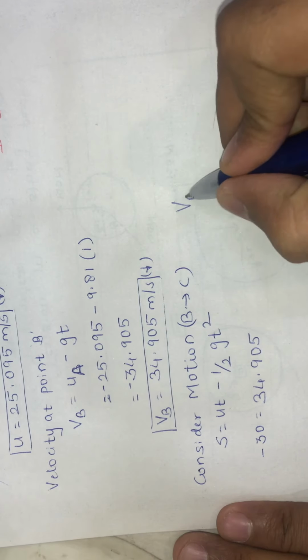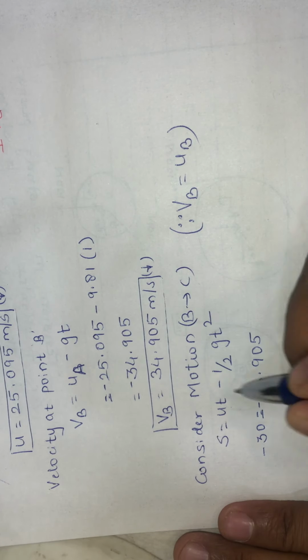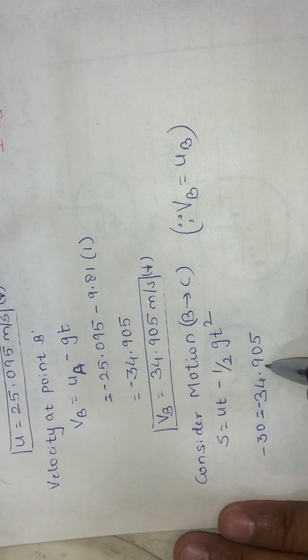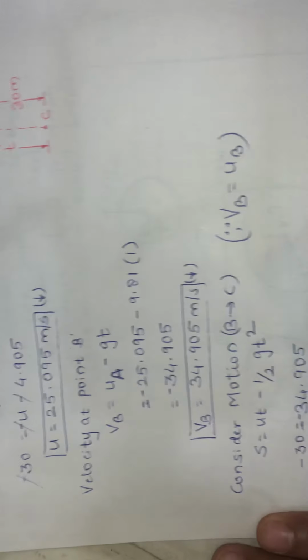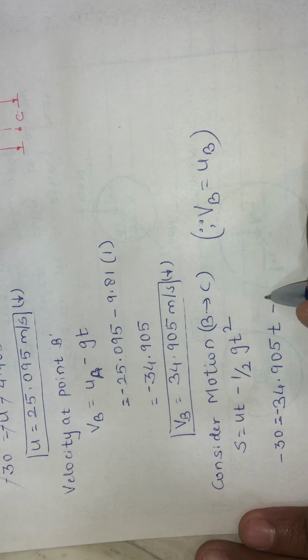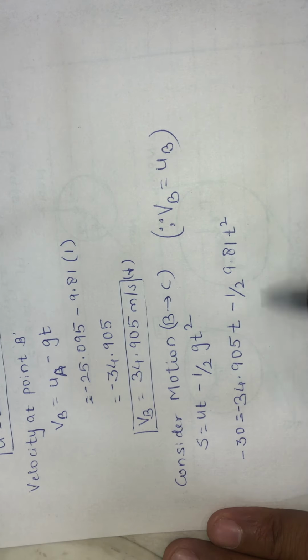VB is equals to UB. So 34.905, as this is also coming downward direction, so it will be minus 34.905. The time taken here is mentioned as t, so we'll mention it here as t, minus half 9.81 t square. With this, if you solve it, you will be getting t is equals to 0.775 seconds.